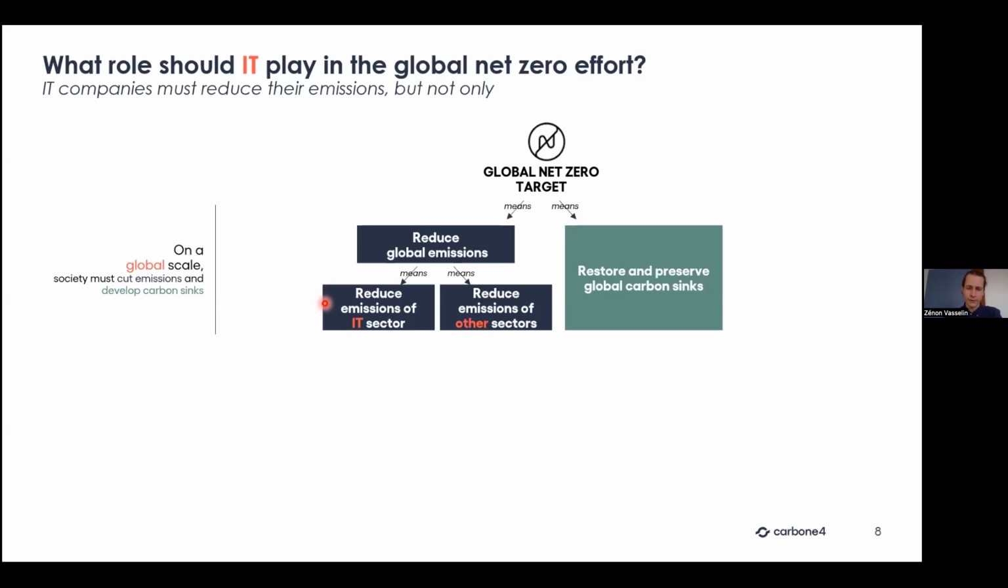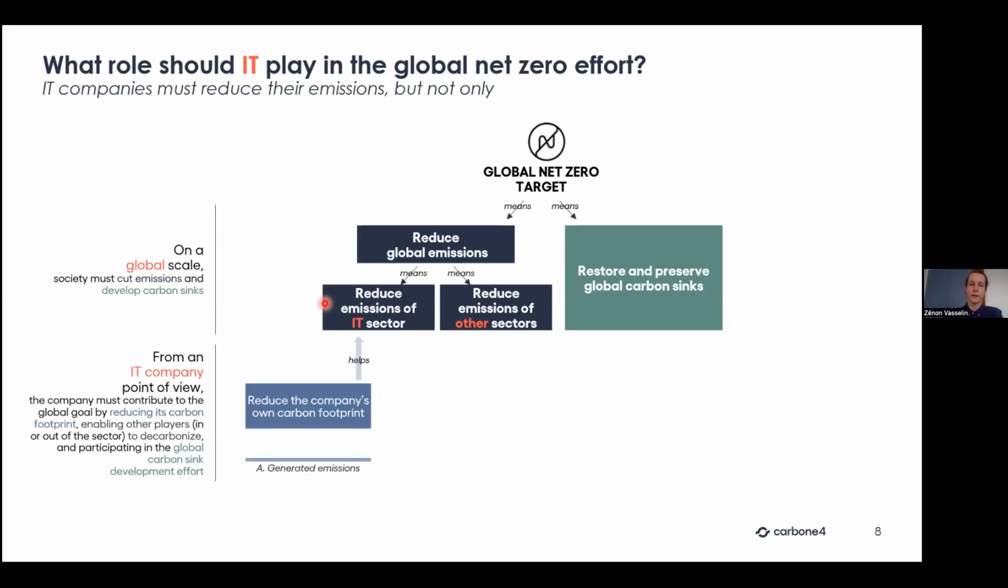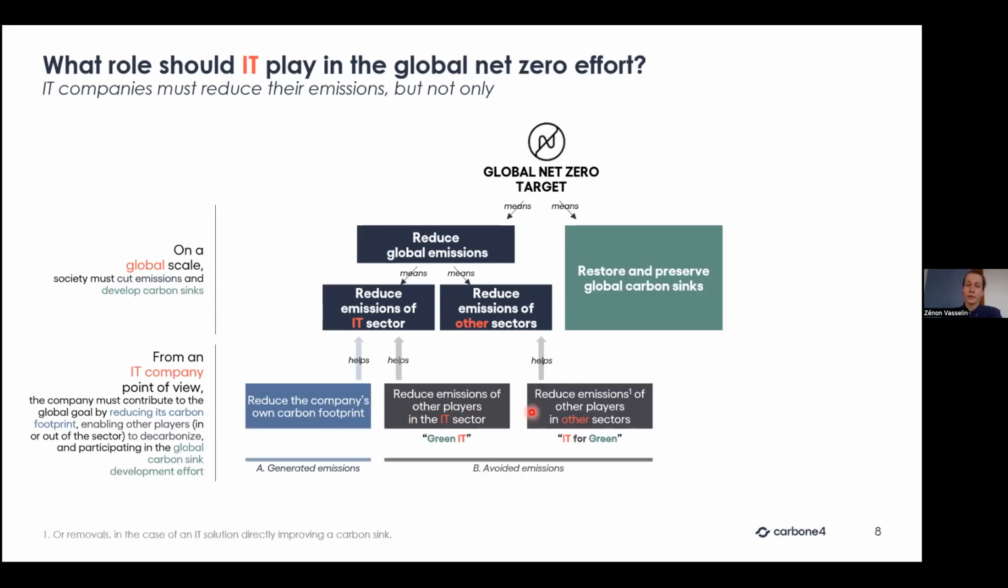Now, from an IT company standpoint, this means first reducing the company's own emissions. This is the classical carbon footprint you have heard about. It's your induced emissions. It's pillar A of the Net Zero Initiative matrix. Then an IT company can also try to contribute to reducing the emissions of other companies in the IT value chain. This is what we usually call green IT, or maybe try to reduce emissions of other sectors, what we usually call IT for green. And this is pillar B of the Net Zero Initiative, and it's about avoided emissions. How can my products and services contribute to reducing emissions of others? And finally, the last point is about increasing carbon removals, and so developing, maybe financing, carbon removal projects out of the value chain, because we're talking about the IT sector. Right.